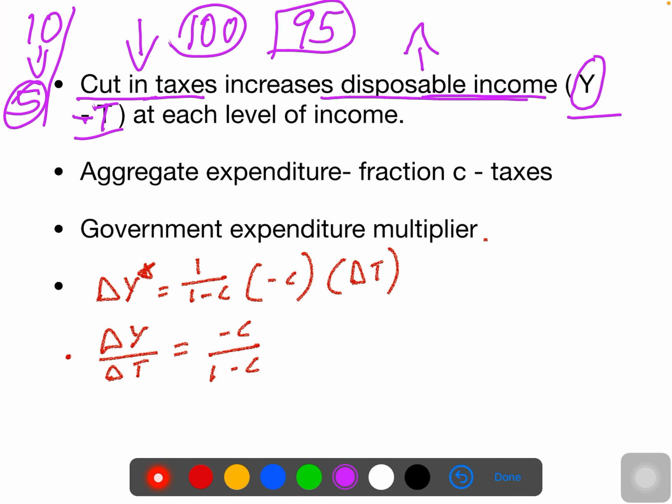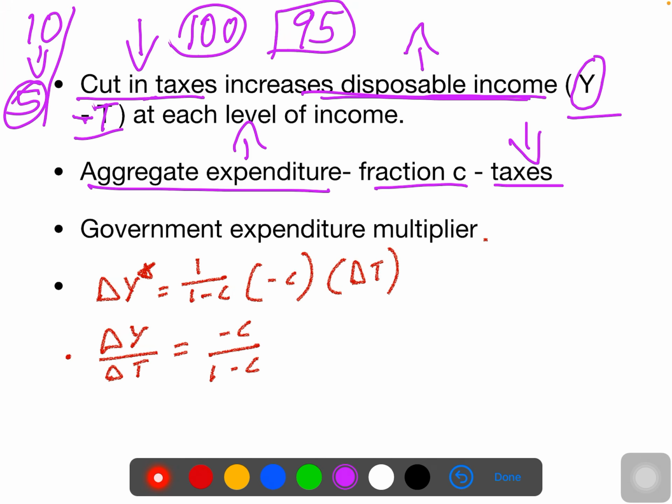Whenever income changes, the tax is going to affect that. The aggregate expenditure schedule shifts upward. Whenever the disposable income increases, aggregate expenditure is also going to increase. That means I'm going to spend a lot more money on consumption. So in this way, a decrease in taxes increases consumption.